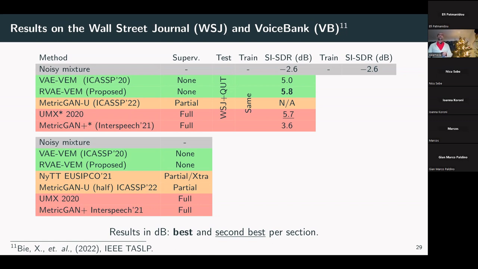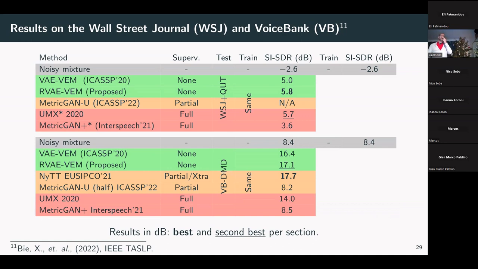So we tried this in two different data sets, and when the train and test data sets are the same, we see that the unsupervised gets comparable performance either with the supervised or the semi-supervised, which is also a very good achievement because the difference is that we have no idea about the noise distribution, while semi-supervised and supervised methods have actually seen the noise distribution. So achieving a similar performance is actually very good.